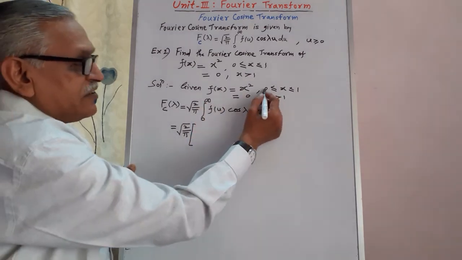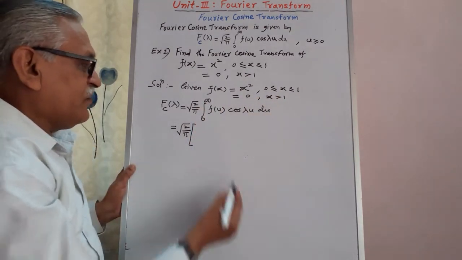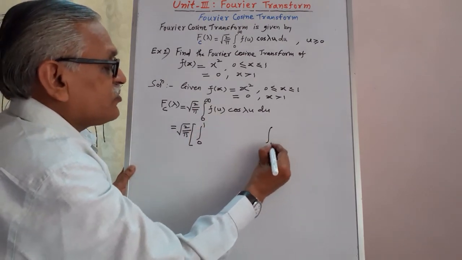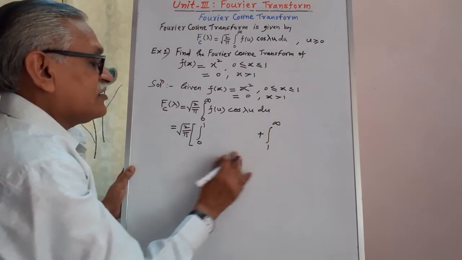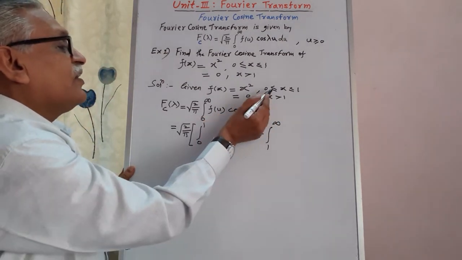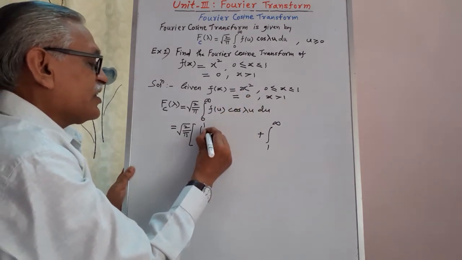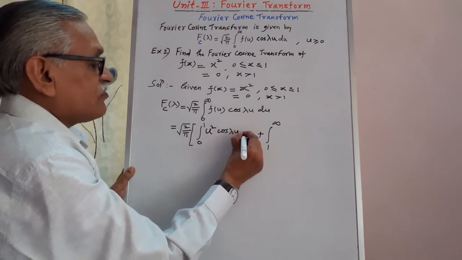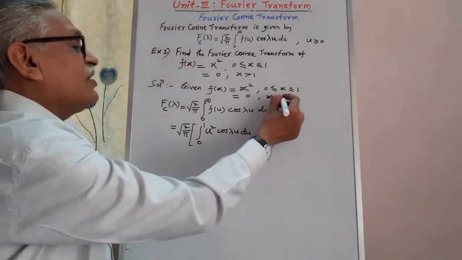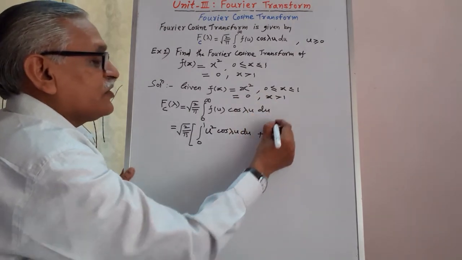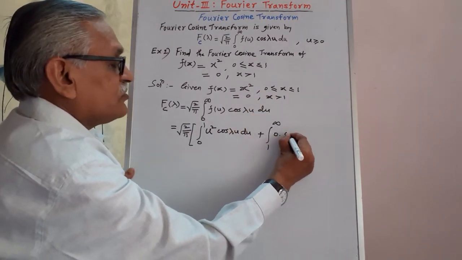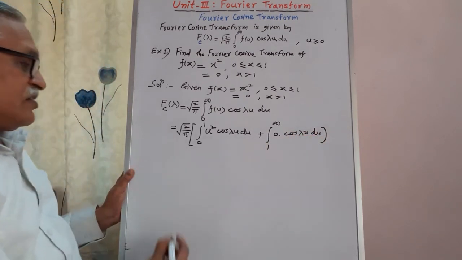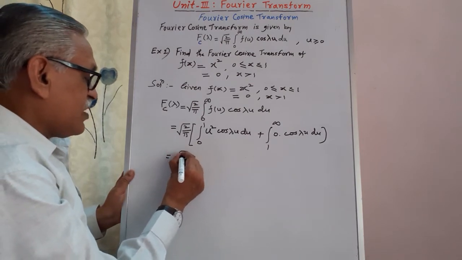Splitting this integral as 0 to 1 and then 1 to infinity. For 0 to 1, the function value is x square. Replacing x by u, we get u square cos of lambda u. The second value is 0 between 1 and infinity. Therefore 0 into cos of lambda u du. It is equal to root 2 by pi.